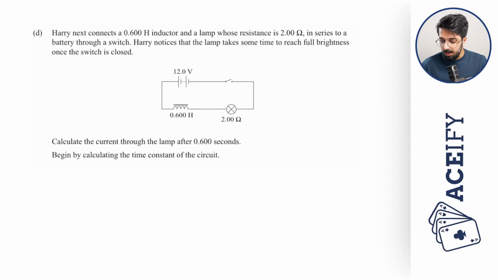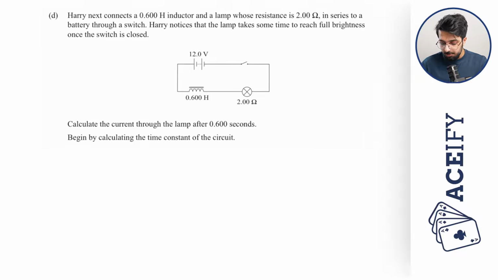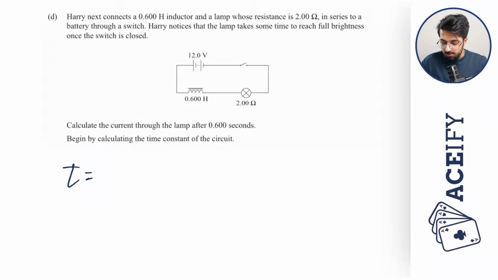Calculate the current through the lamp after 0.6 seconds. Begin by calculating the time constant of the circuit. We can calculate the time constant of the circuit by using L over R. Our inductance is equal to 0.6, so 0.6 over our resistance of the circuit, which is 2 ohms, so divided by 2, and this is equal to 0.3 seconds.